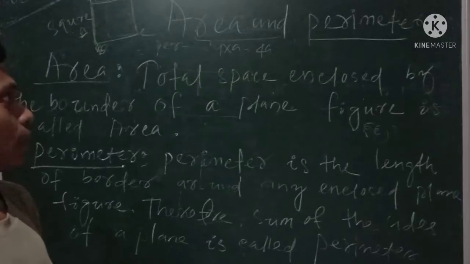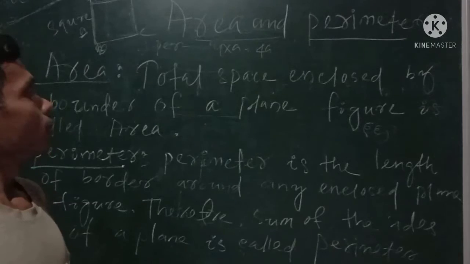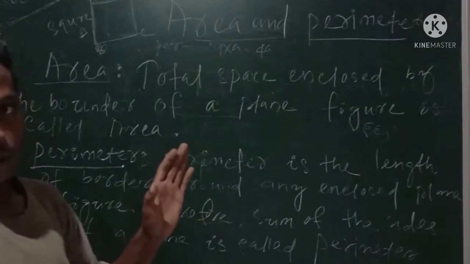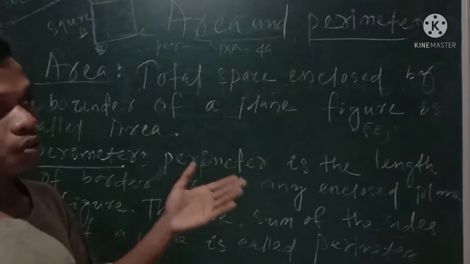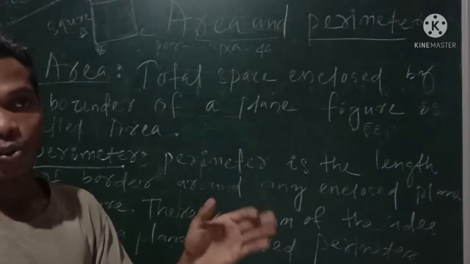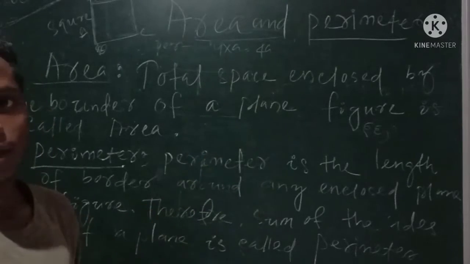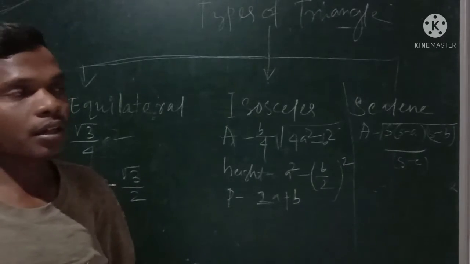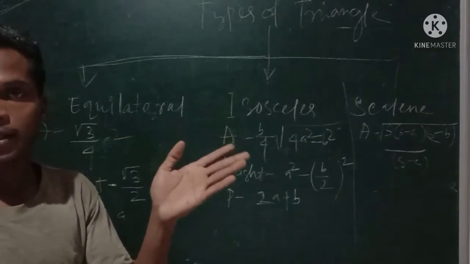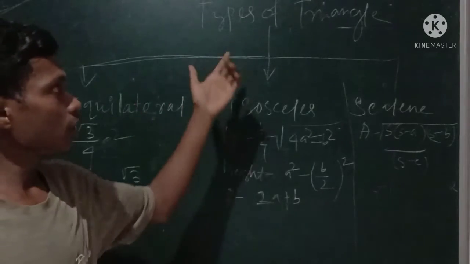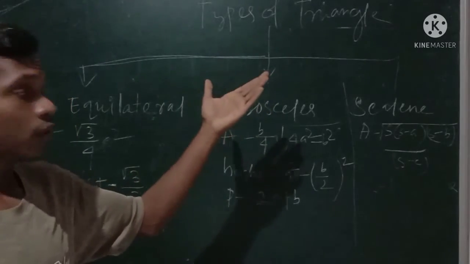Next, we go to the types of triangle, and how we can find the area and perimeter. A triangle is a figure which has three sides and three angles. This is basic knowledge for us. What is a triangle, all of you know.